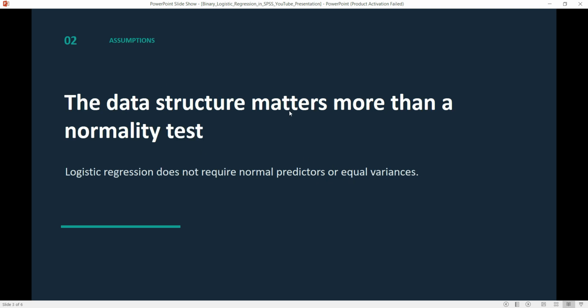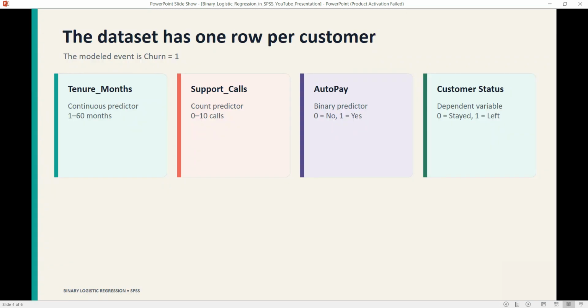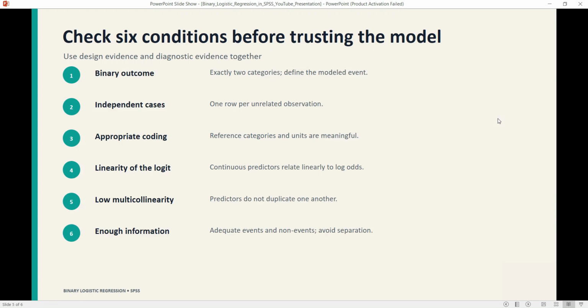The most important thing is that the structure of the data should be better than the normative data in logistic regression. So we coded data as tenure in months, 1 to 60 months, support calls 0 to 10 calls, auto pay enrollment 0 equal to no and 1 equal to yes, customer status 0 equal to customer stay and 1 equal to customer left.